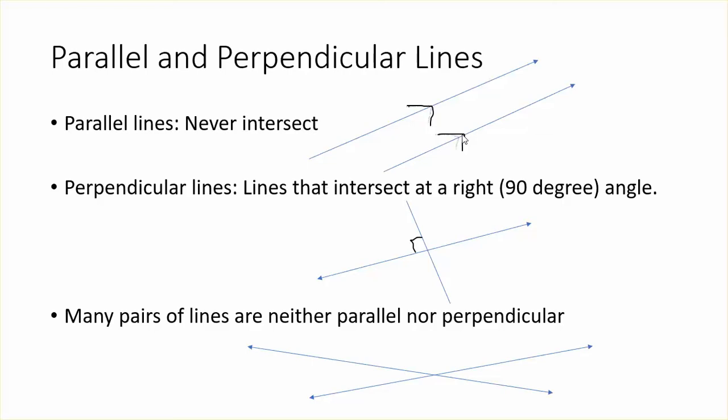Perpendicular lines intersect at right or 90-degree angles. This is a pretty common angle. We can show it by drawing the little square in the corner where the lines intersect.